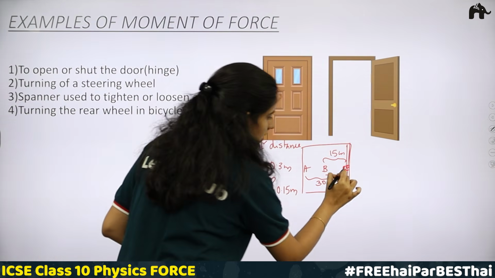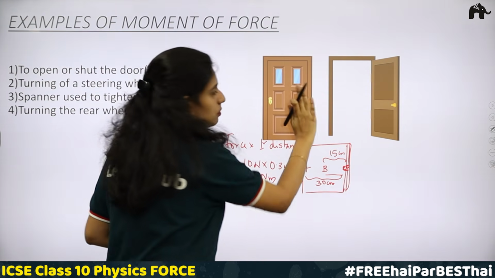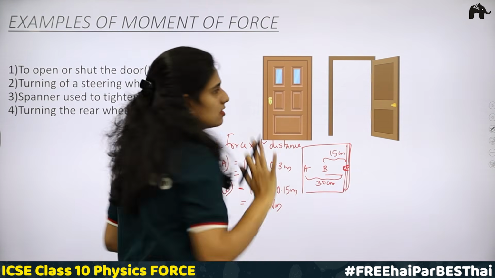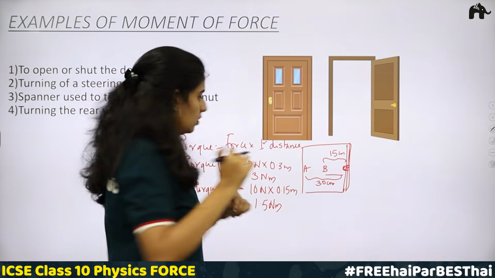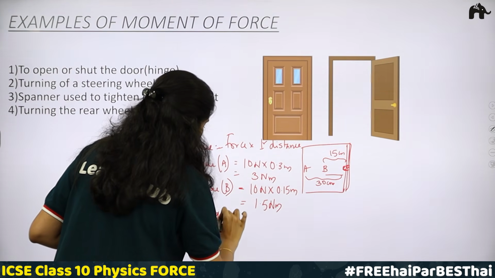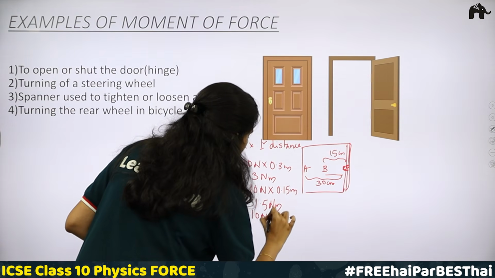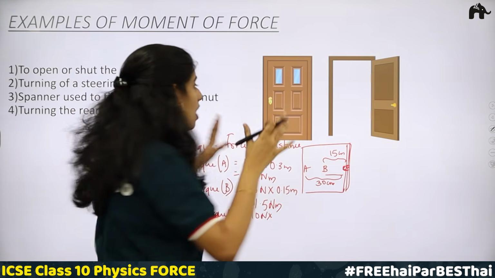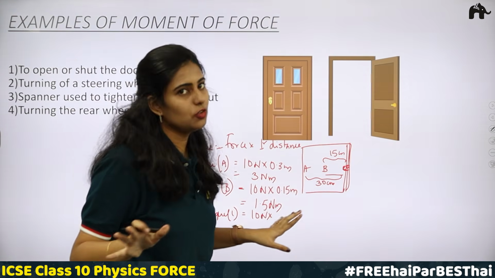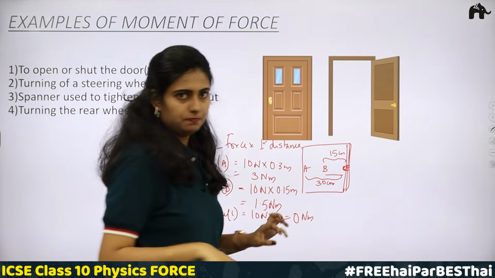Third case, when force is applied here, that is, you are going to this end, you are pushing the door at the hinge. What happens? Will the door open? No, right? It won't open. Why? Because the perpendicular distance in this case is equal to 0. Whatever the force, however hard you push, it won't give you any result. That is 0 Newton meter.